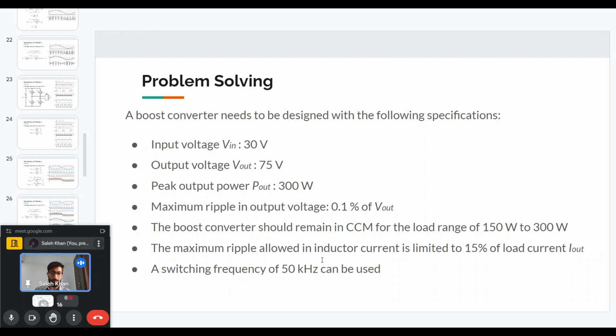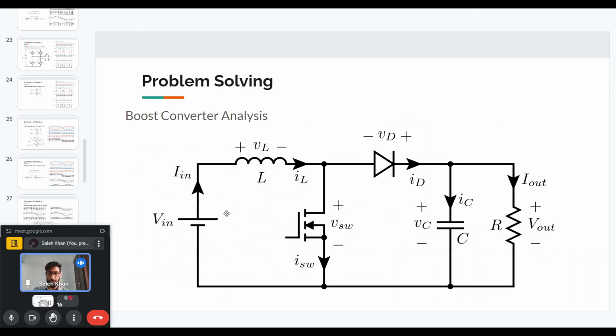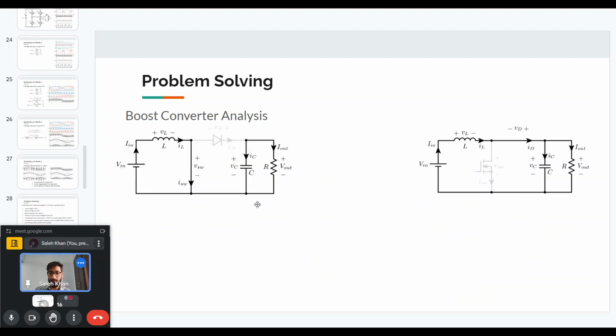Let us first see how the boost converter circuit looks. Here we have the circuit. It has the same basic components as the buck converter, but they are arranged differently. Here the inductor is connected to the input side instead of the output side, and the control switch is connected between the inductor and the common ground. Then we have a diode again for freewheeling the inductor current. Again, if we do the CCM analysis, we can have two possible states that are shown here.